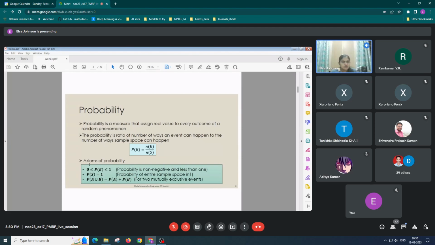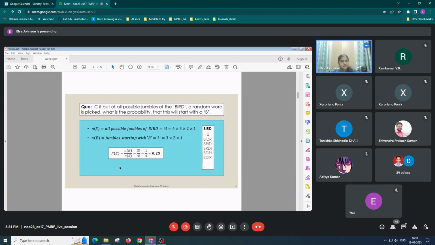Then some axioms of probability: 0 is less than or equal to P of E, which is less than or equal to 1, so probability is non-negative and at most 1. Then probability of the sample space is 1. And probability of A union B equals P of A plus P of B if they are two mutually exclusive events.